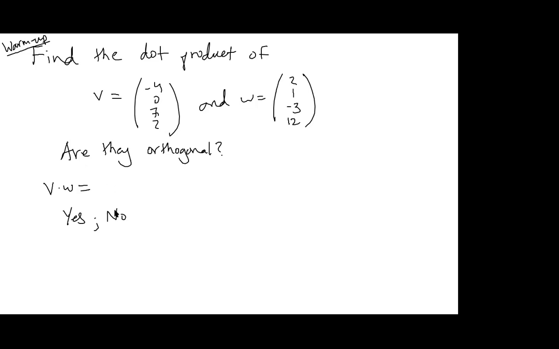No, they are not orthogonal, because what do we get? The dot product is what? Negative 8 minus 21, negative 29, 24, negative 5. Great, looks like everyone's getting the right answer. The dot product is negative 5, and so they're not orthogonal because in particular, this does not equal 0. And that's what our definition of orthogonal was.